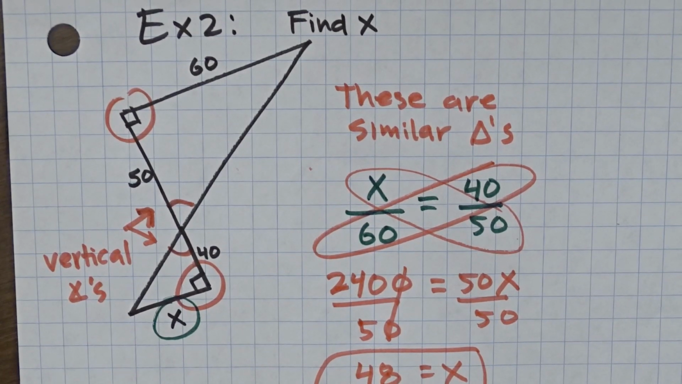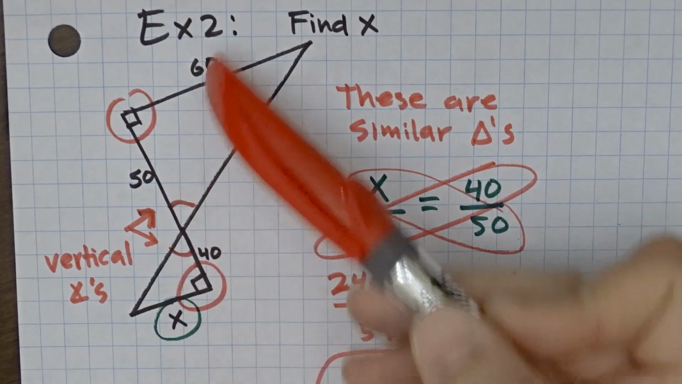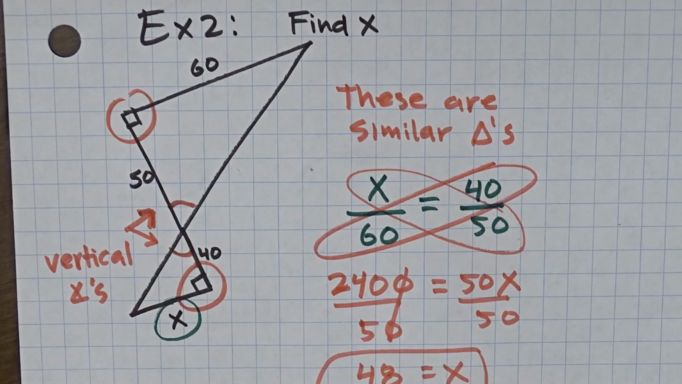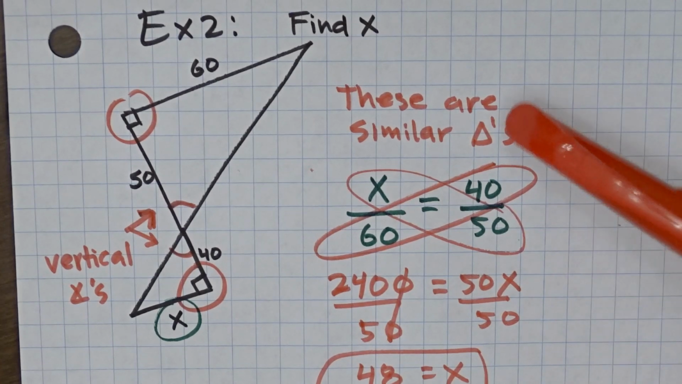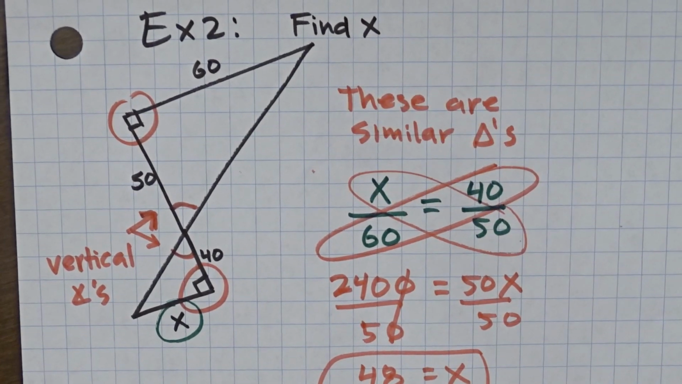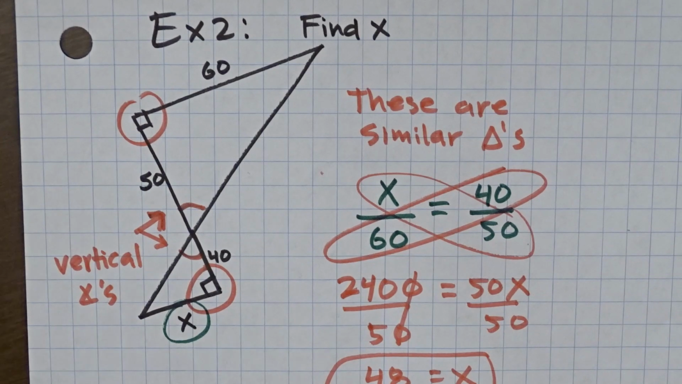And again, anytime you want to make the assumption that you have corresponding parts that are proportional, you must first check if your triangles are similar before you make this assumption. There you go.